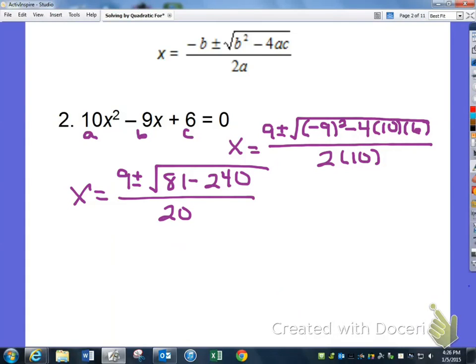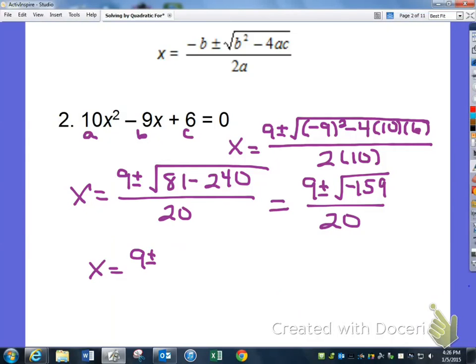Okay, I ended up with x equals 9 plus or minus the square root of 81 minus 240 over 20. And if we subtract 81 minus 240, we end up with -159. So I would have 9 plus or minus the square root of -159 over 20. So I automatically know that I'm going to have an imaginary or a complex answer. So all I need to do now, and I'm going to let you leave your answer as a fraction, all you need to do is figure out what the square root of 159 is. So we're going to do that in our calculator. And I get 12.609.